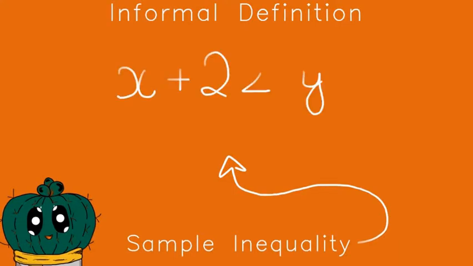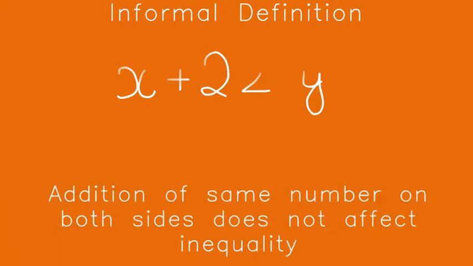Let's say we are given the following inequality: x plus 2 is less than y. Let's see how we can modify this inequality without affecting its intrinsic nature, basically how to not destroy the inequality and do some normal addition. This is the actual definition, which says that you can add any number, but you have to do it on both sides.